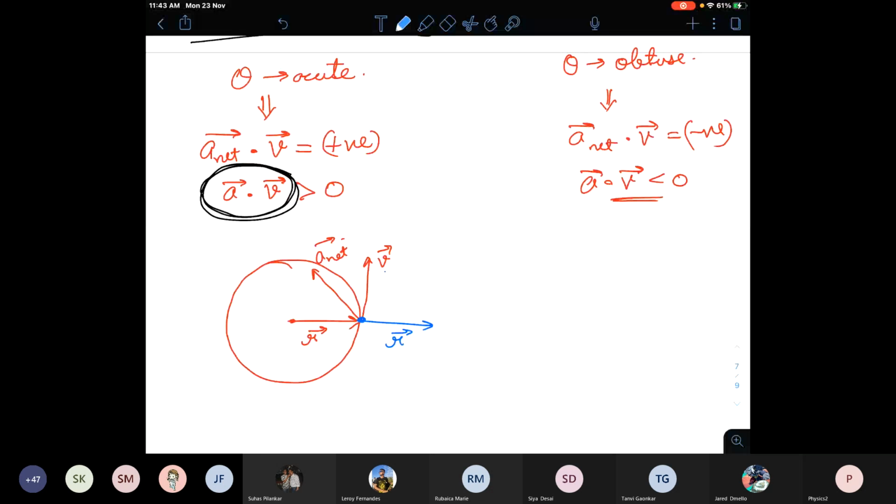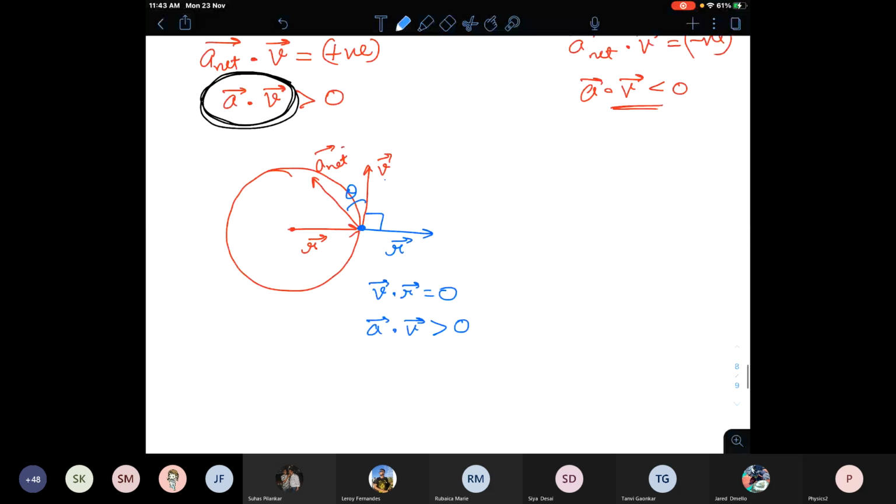Now you can calculate any dot product. If you want v dot r, 90 degree, cos is 0, v dot r is 0. You want a dot v, between a and v, theta is acute, positive. You want a dot r, angle here between a and r is what? It is obtuse, negative. Khatam. You can do anything. Any combination you can create over here once you know the vectors.